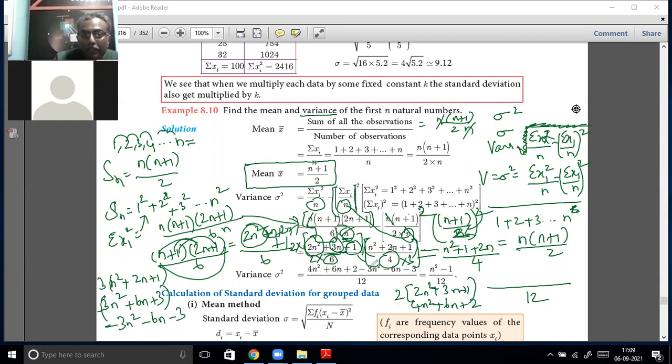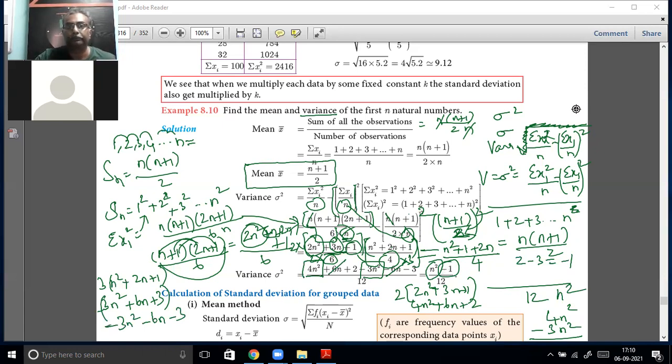Okay. So 4n squared minus 3n squared, what will you get? How much is 4n squared minus 3n squared? n squared, that's all. 4 minus 3 is 1. So 1n squared. Plus 6n minus 6n cancelled. Plus 2 minus 3. 2 minus 3, how much? Minus 1. That is why you are getting minus 1 here. Denominator is 12. So this answer is n squared minus 1 by 12. Okay, you understood? Yes, sir.